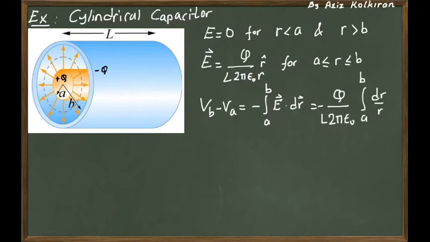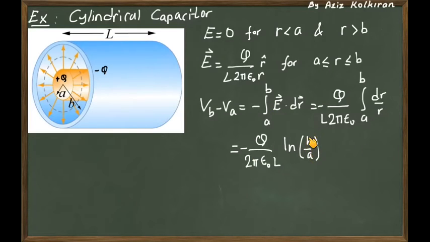So the integral is just a simple integration of 1 over r from a to b, and the rest are constants, with Q divided by L being the linear charge density. The result is just the total charge of one of the conductors divided by 2 pi epsilon 0 times L, which is the length of the cylinder, times the natural logarithm of b divided by a.